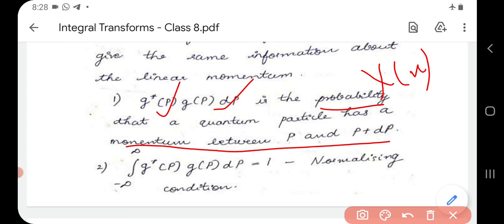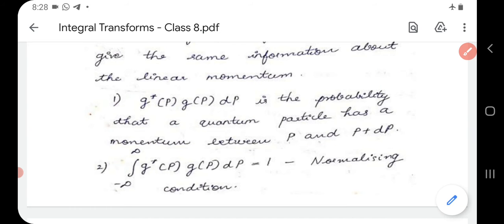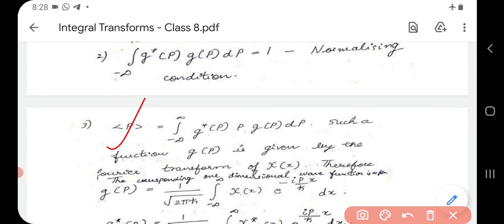In the earlier case, it was the probability of finding the particle in a position between x and x plus dx, because there we were dealing with chi of x, the position function. Here we are dealing with momentum, that is G of p, the momentum function. So this will give you the probability of finding the particle having momentum between p and p plus dp. On integrating it between minus infinity and plus infinity, if you get 1, then that will be the normalization condition, and finally the expectation value.